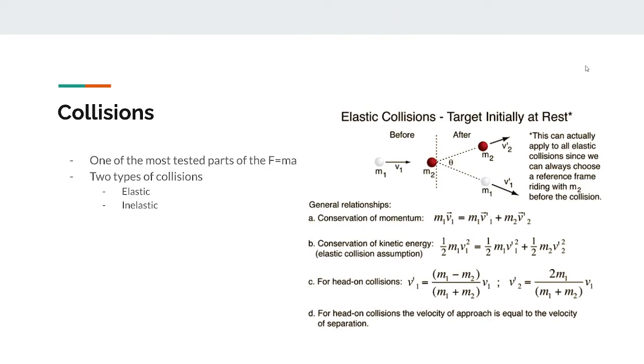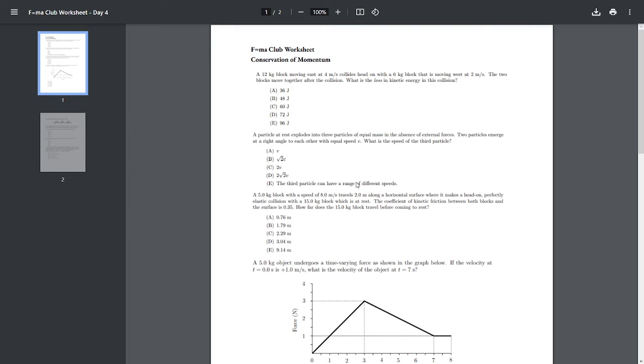Remember that collisions, these are going to be one of the most tested parts of the F equals ma competition. There's going to be two types of collisions, elastic and inelastic. And remember, partially elastic, partially inelastic, those are going to be values in between those. So these are some good equations, especially these two, to have memorized. And just remember this one whenever you're trying to find elastic or trying to find the amount of energy lost from inelastic. All right, so let's just move straight into our questions.